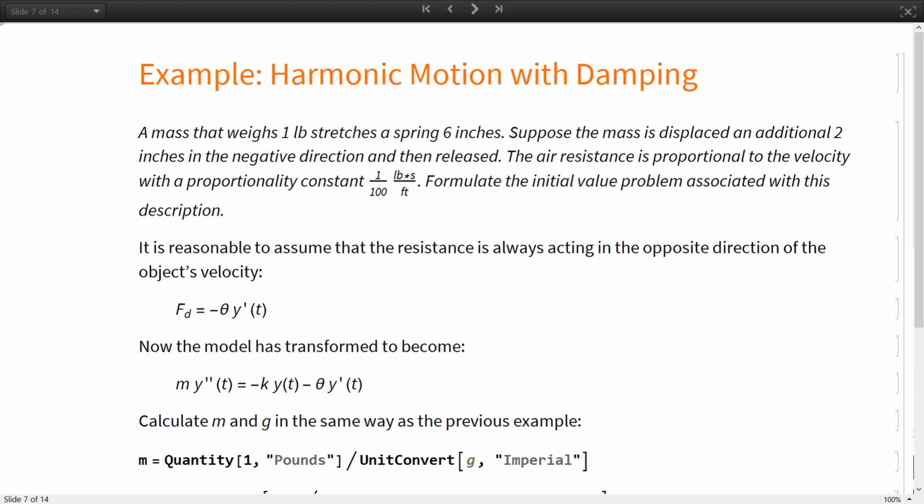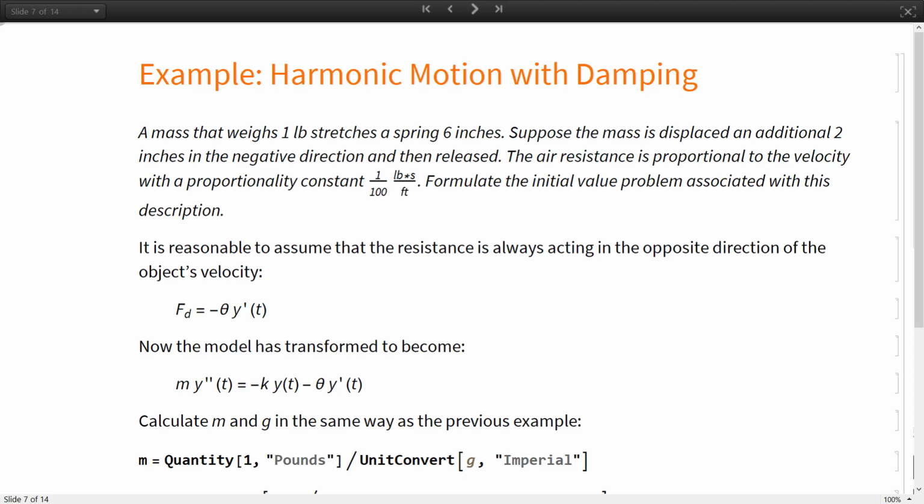Consider an object that weighs 1 pound and stretches a spring by 6 inches when hung from it. Suppose the mass is displaced an additional 2 inches then released. The force of air resistance is proportional to the velocity with a proportionality constant of 1 over 100. Our goal is to find the differential equation and initial conditions for this initial value problem, solve that model, and plot the motion of the object over time.